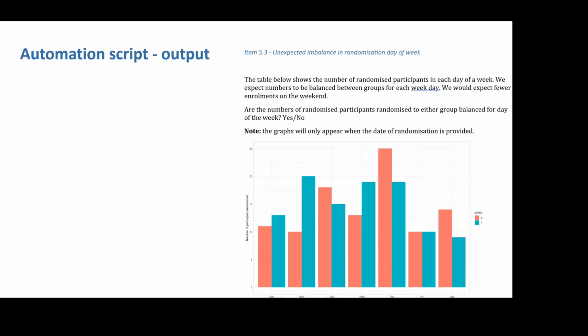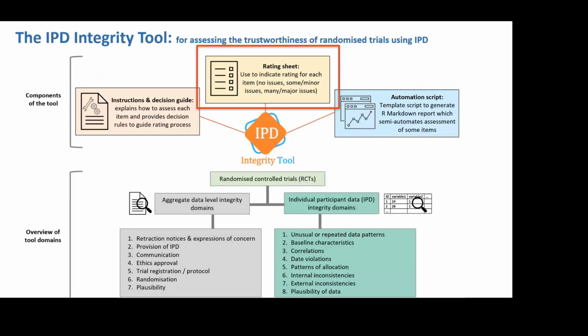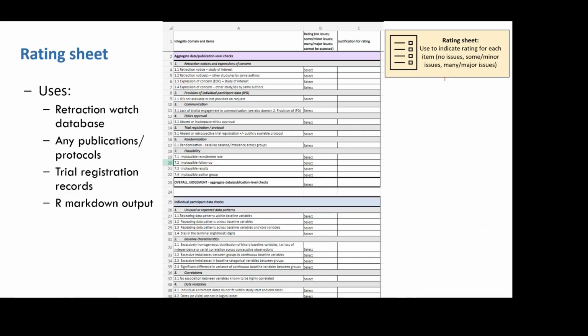So what you'd expect is for most trials, they're randomized less on the weekends and otherwise quite uniformly across different days. If they do the same on a Sunday as they do on a Tuesday, it's often a problem unless they're in kind of an emergency situation. Right. And then there's the rating sheet, just to show you. That's in an Excel, and you rate each domain.